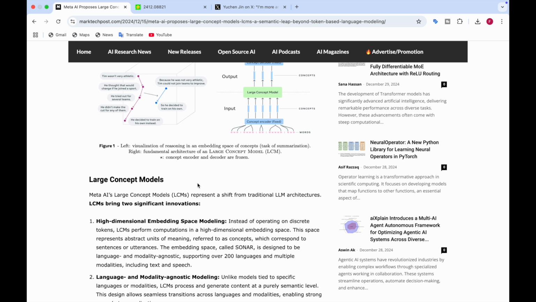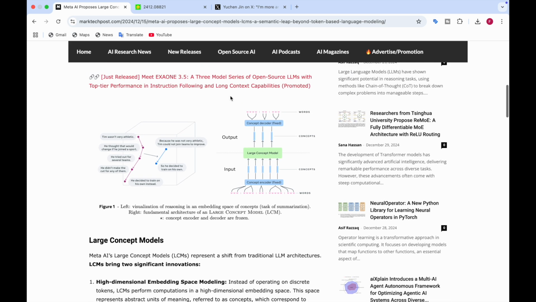Pretty cool, right? So how do these LCMs actually work? They use something called autoregressive sentence prediction. Instead of predicting one word at a time, these models predict entire sentences in this higher level concept space. To make this happen, they use concept encoders and decoders. Let me show you the map of this, the model of this. So there's an encoder here in this picture.